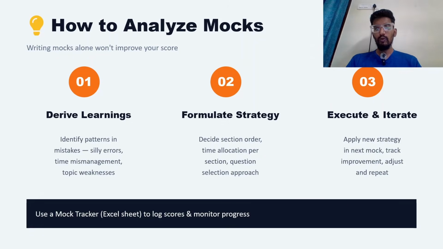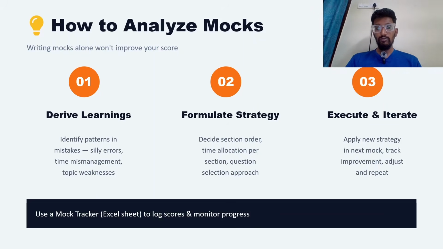Now let's understand how to analyze the mock. I wanted to tell you one thing, guys. Mocks don't improve your score. When it comes to CAT, you need to analyze them very well. Many students attempt 30 mocks but they don't analyze. This is equivalent to taking 30 practice exams and learning nothing, guys.